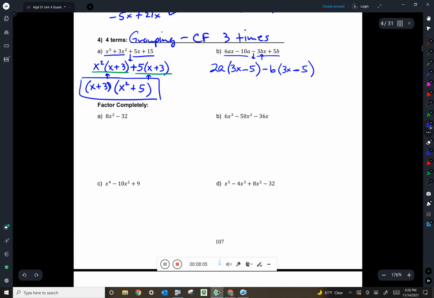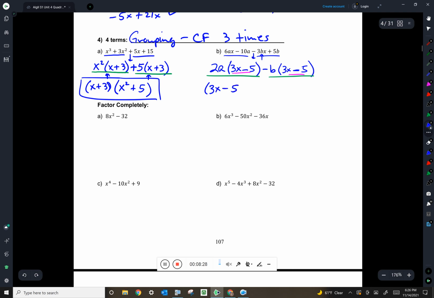Okay, so I did common factor for the first 2, common factor for the second 2. And so do you notice this is all one term, this is all one term. And hopefully what you're noticing is those parentheses are always going to be the same, right? This parenthesis is the same as this one. If they're not, then you're doing something wrong. Okay, and so now, do you see that both of those have the parenthesis 3x minus 5?